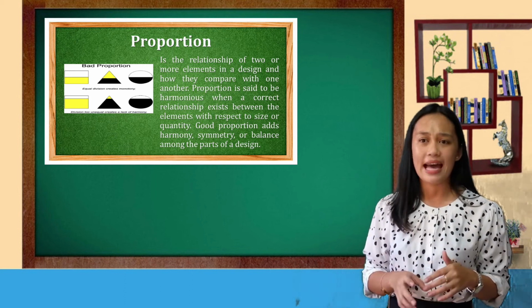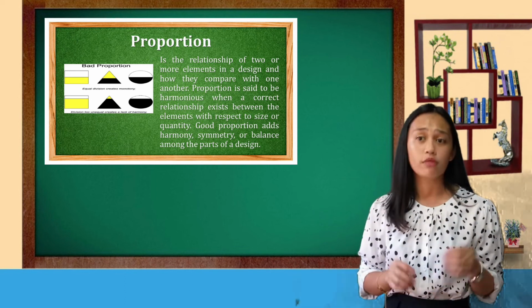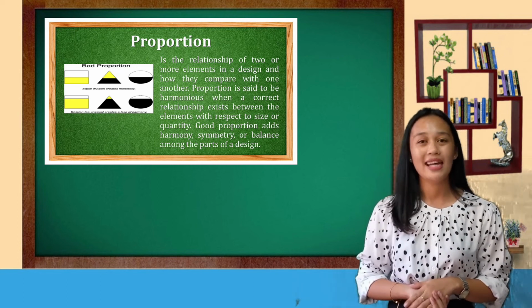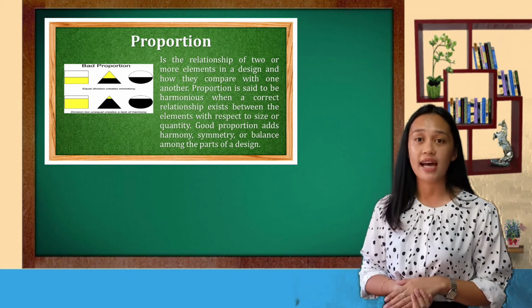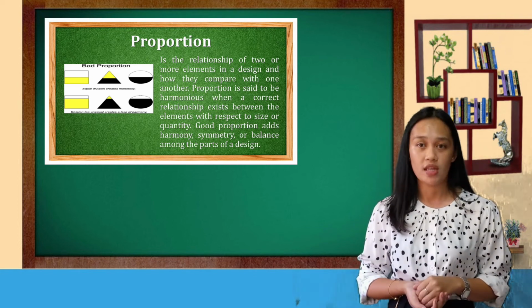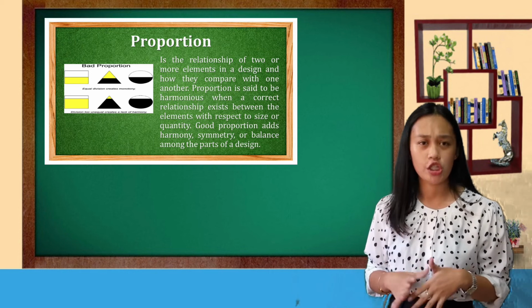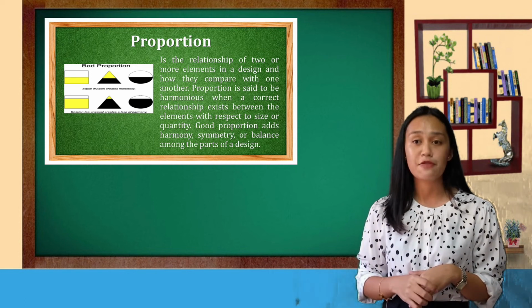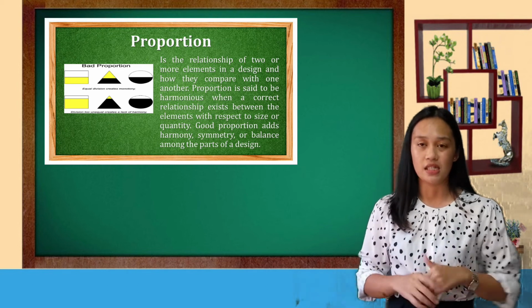Good proportion adds harmony, symmetry, or balance among the parts of design. Proportion in art can be defined as the relation based on size between parts or objects within a composition. It should not be confused with scale, which defines relation between different artworks and their sizes.